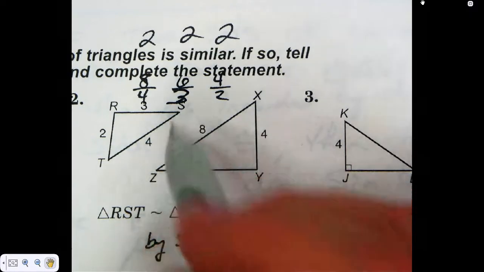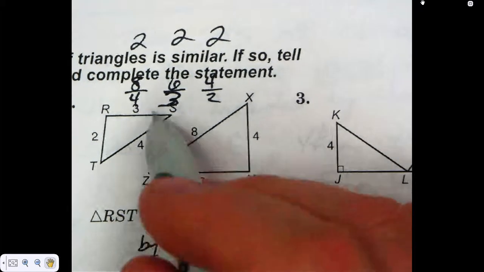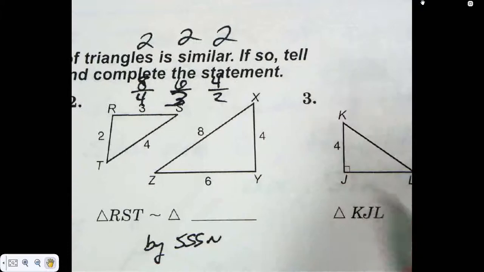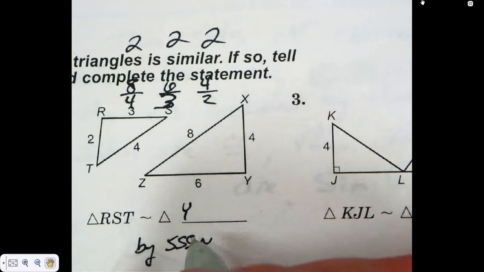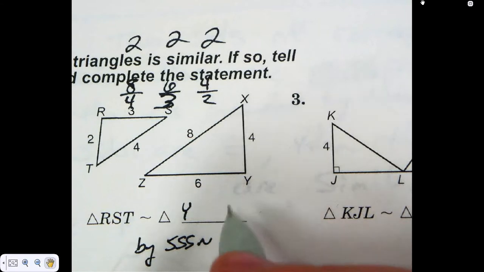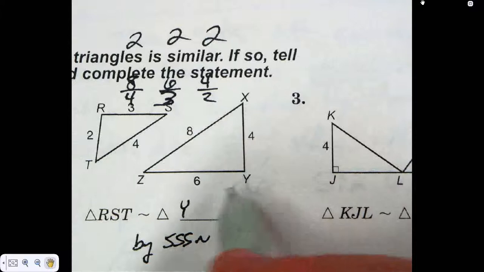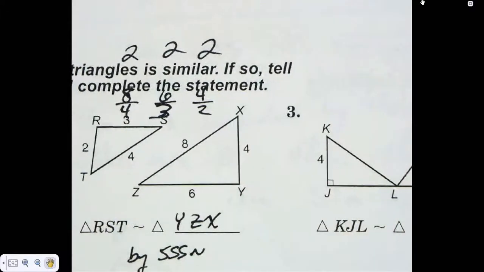The Z would correspond to the S, because you see that's where it touches these sides that I know correspond, and the Y corresponds to the R. So my first letter here would need to be Y, and then R went to S, so Y would then need to go to Z, X, and I've now written this in corresponding order.